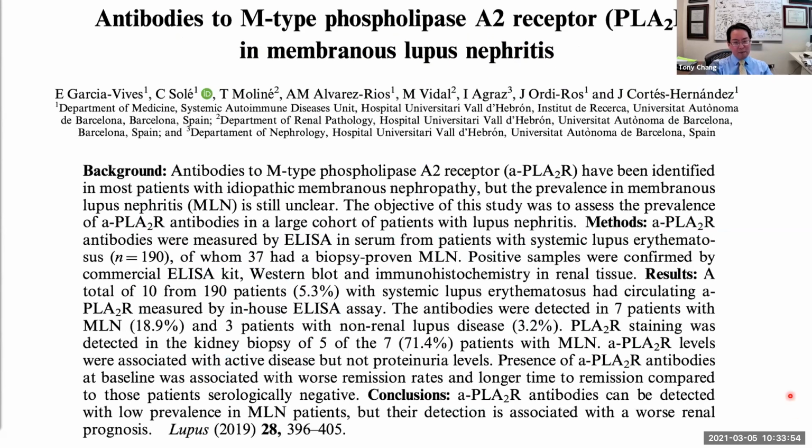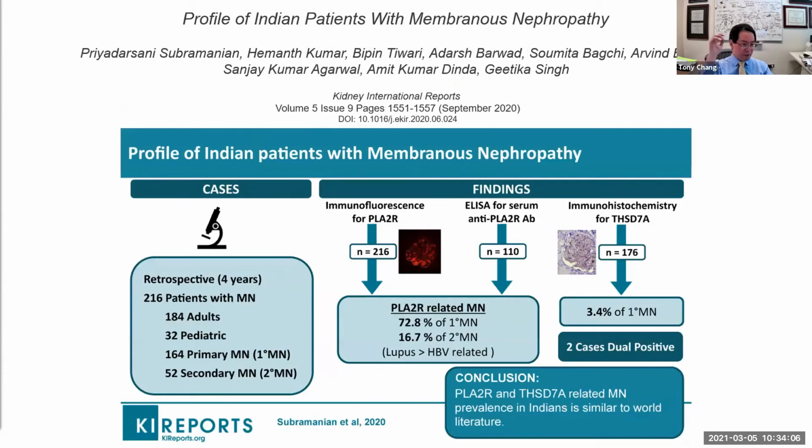Here's a Spanish group that found that around 15% of their patients with membranous lupus nephritis were PLA2R positive. And there's also a nice study from India that demonstrated that a really substantial percentage of their patients with membranous nephropathy and lupus nephritis were PLA2R positive. One thing worth keeping in mind is that lupus patients have lots of autoantibodies. So why couldn't they also have autoantibodies to PLA2R? It makes sense that they can, right? That's something that could be playing a role.